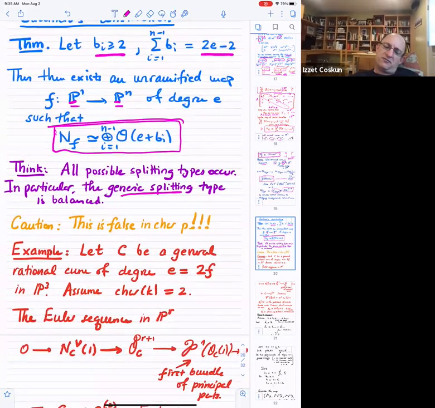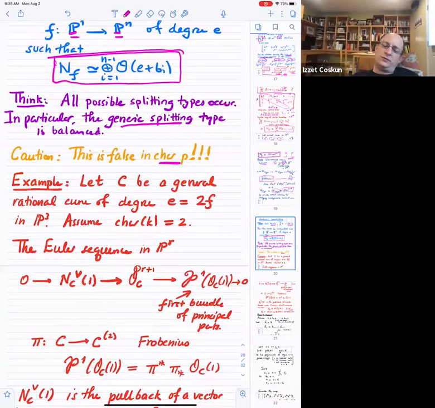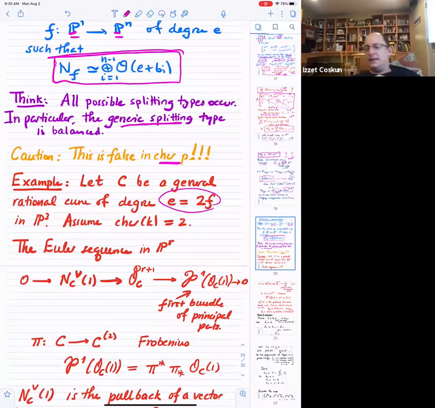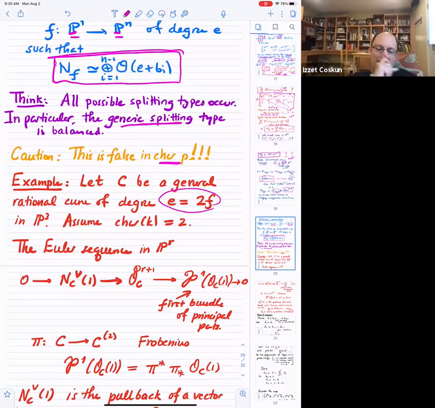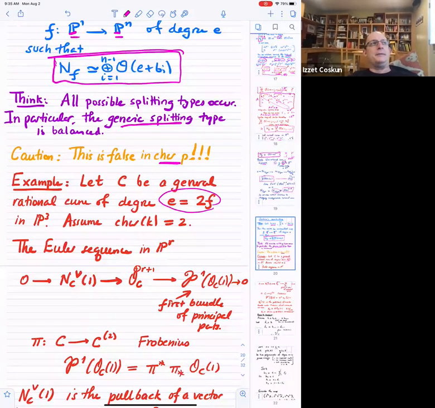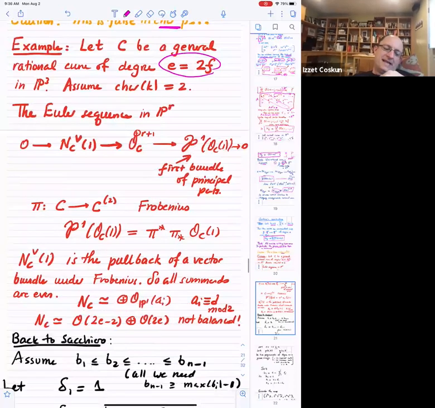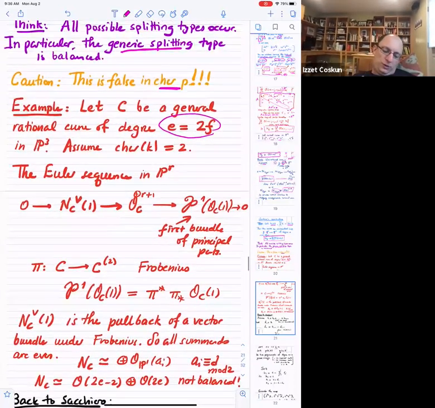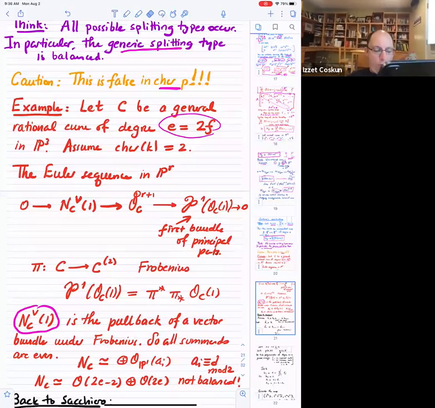Let me point out that this is false in characteristic p. If you have, for instance, a general rational curve of even degree in P3, then in characteristic 2, the normal bundle is not balanced. You see that this thing fails because it's even degree, so 2 divides this degree. So what happens is that the dual of the normal bundle twisted by 1 is the pullback by Frobenius, so that all the integers have to be divisible by 2.